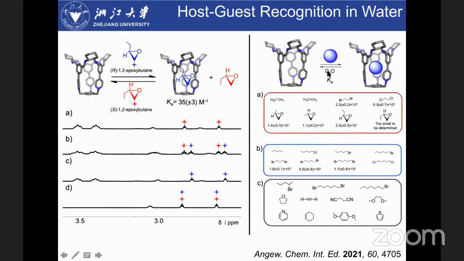Without water, we also did titration in acetonitrile. There is no binding. Just the water is very important here. And also, because of the host-guest chemistry, we can use this chiral macrocycle to separate the chiral guest here. You can see, this is, I think, the SS cage. We can selectively bind the R isomer of the guest and leave the S isomer not bound here. You can see.